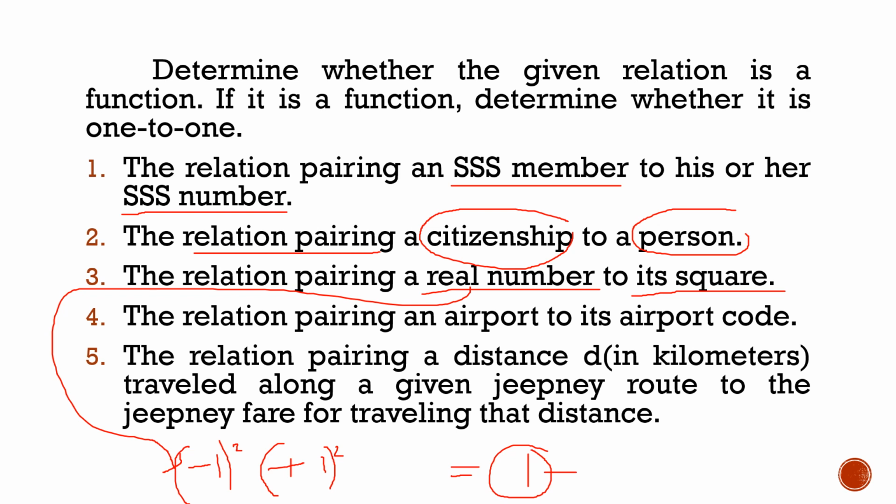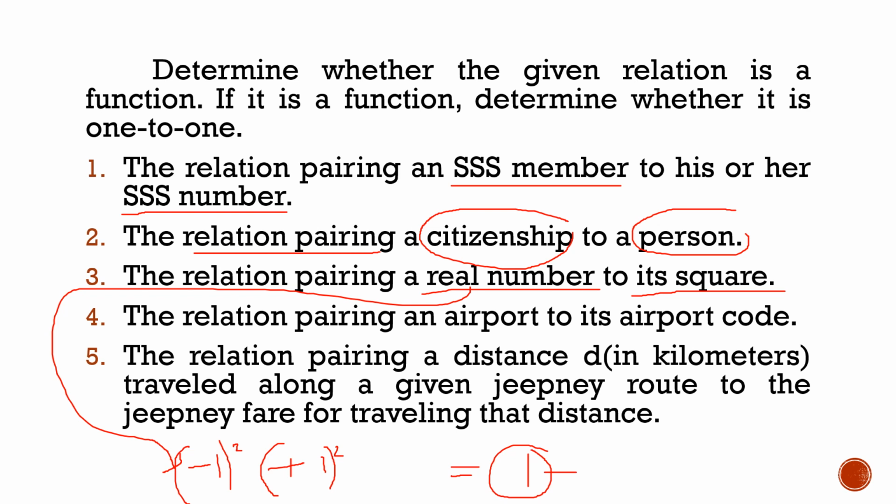Therefore, number 3 is not a one-to-one function. What is the reason? Because each real number has a unique perfect square. Thus, the relation is a function. Still, it is a function. However, two different real numbers such as negative 1 and positive 1 may have the same square. Because if we take the square of negative 1, it provides positive 1. The same thing if we square positive 1, it provides the same value, which is positive 1.